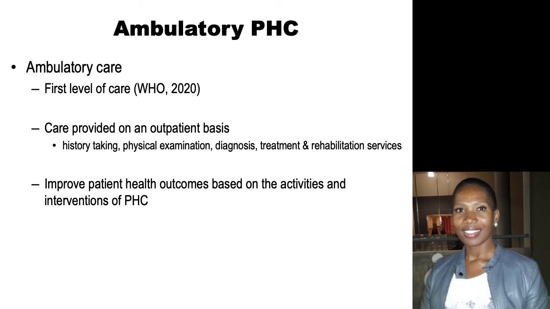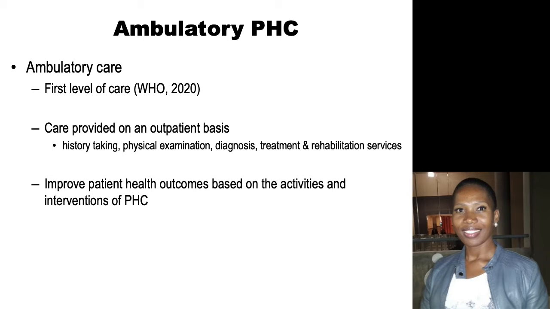Ambulatory primary health care is defined by WHO as the very first level of care. This is the care that is provided on an outpatient basis to patients in need of this health service, and it includes the whole spectrum of care, starting from the history taking to the physical examination to the diagnosis, treatment, as well as rehabilitative services.